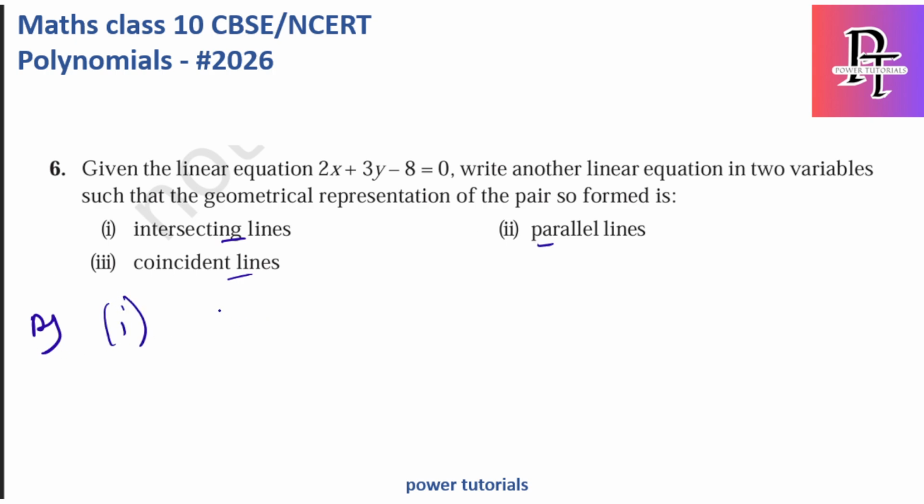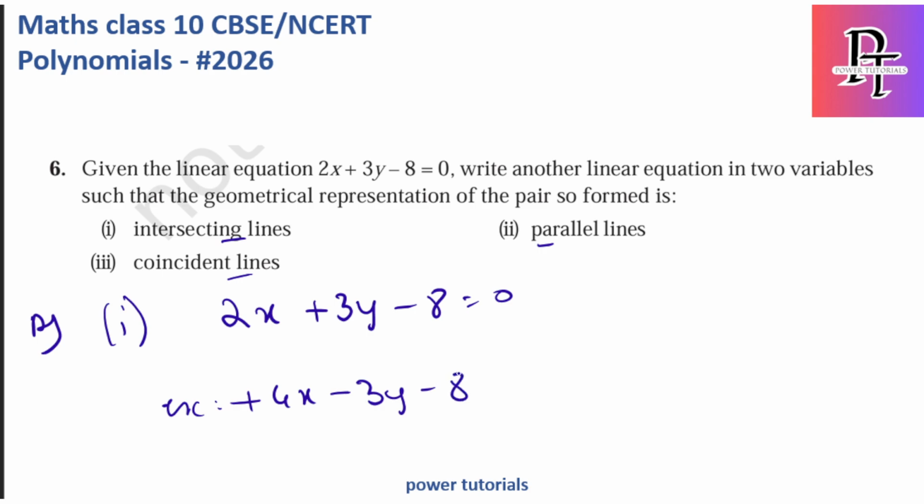For intersecting, the logic is easy. a1 by a2 should not be equal to b1 by b2, then any line will be sufficient. So I will simply take another linear equation, for example 4x minus 3y minus 8 is equal to 0. This is also an answer. Why? Because a1 by a2 is 2 by 4, b1 by b2 is 3 by minus 3, c1 by c2 is minus 8 by minus 8. So a1 by a2 here is not equal to b1 by b2.